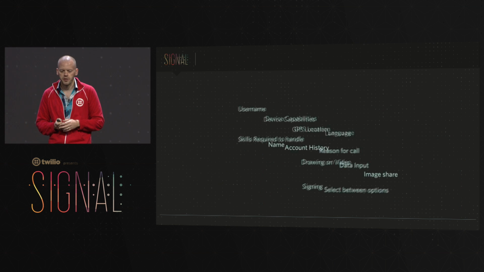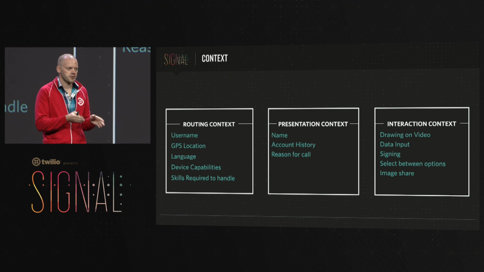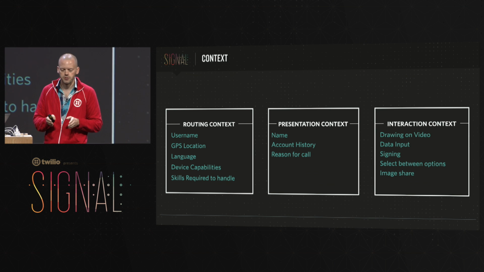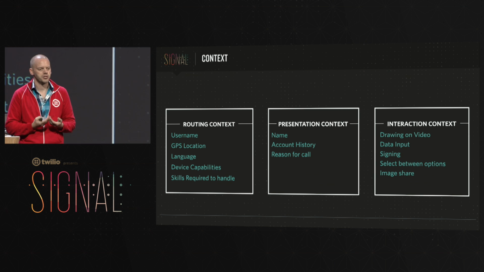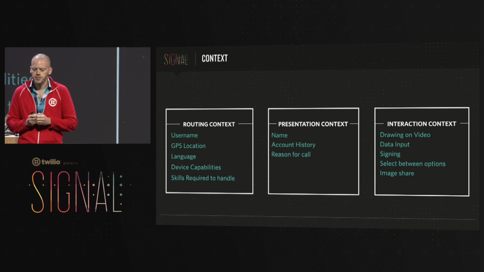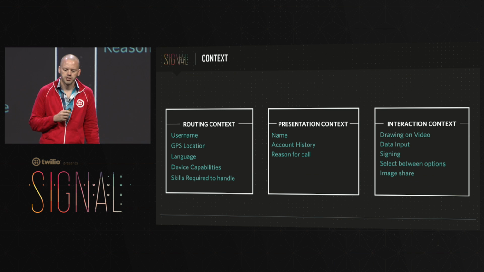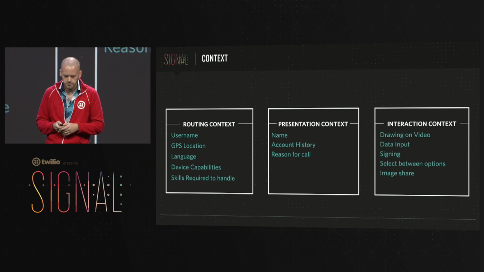And really, these capabilities, you can broadly categorize into 3 different areas. There's context that we're going to use for routing the call, deciding who gets the call and where it goes to. There's context that we're going to use for presenting to the agent information about the call so that they know what kind of call they're handling. And there's context that we're going to drive through the interaction itself, as we're talking about who needs to show what, who needs to interact as we go back and forth.